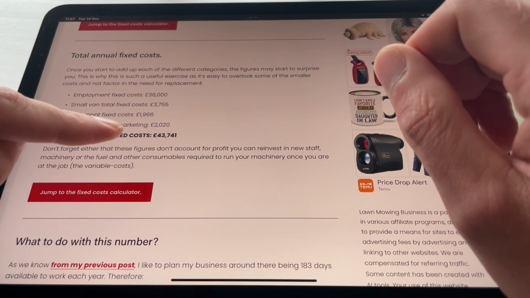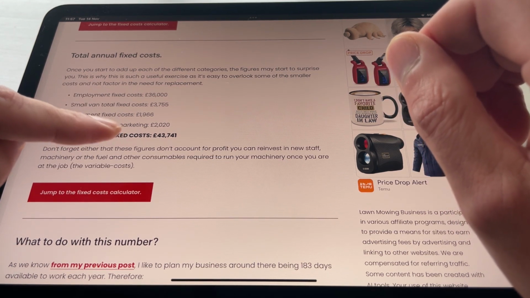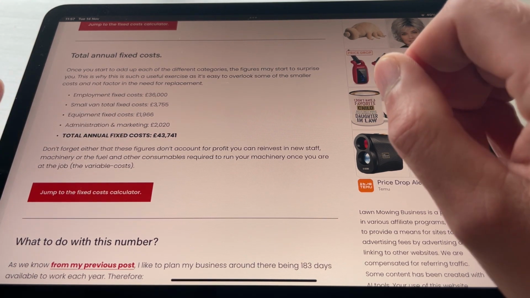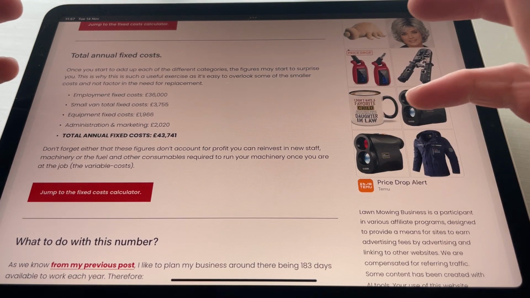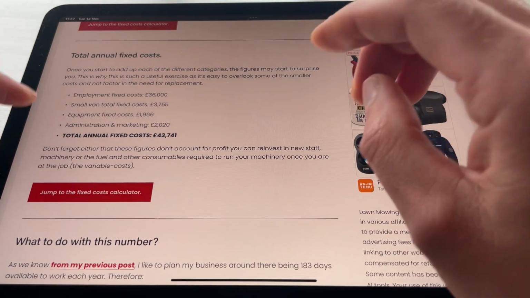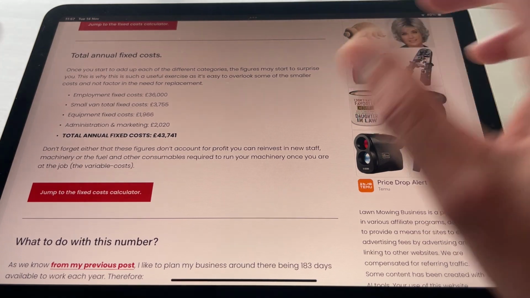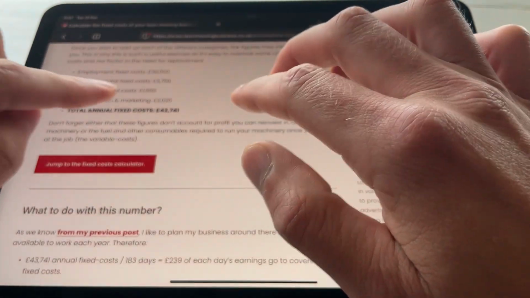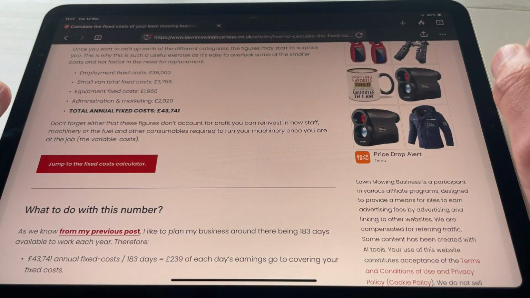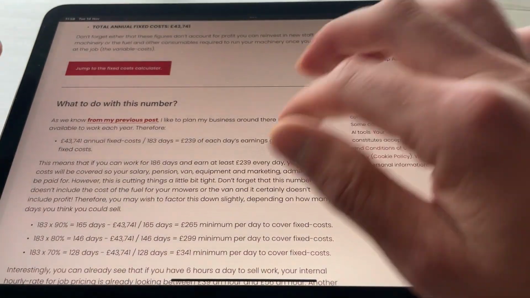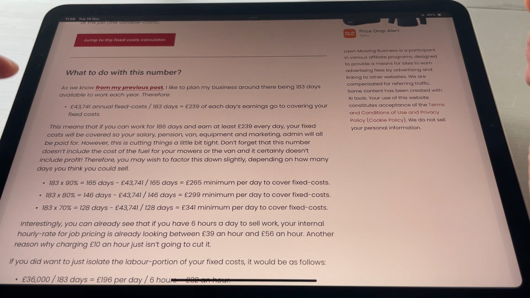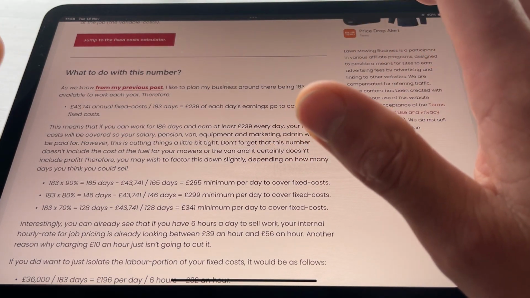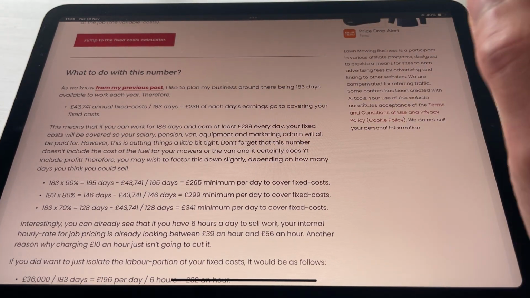So for me to run my business, before I've even gone anywhere, it's costing me £43,741. Now, these aren't the numbers from my business, but they're the example numbers that I'm giving. So that's fine. So we've got ourselves a huge number there, and it actually looks quite scary. So what I've done in a previous article as well is looked at how we can make that number make more sense.